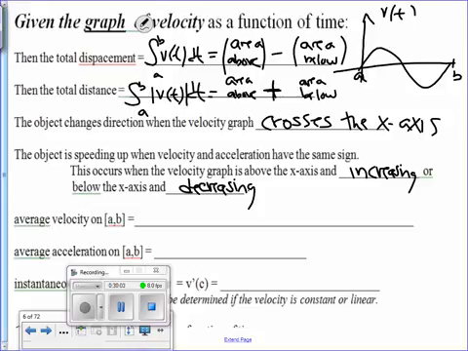Okay. Now, if you're given the graph of the velocity and you're asked for the average velocity, first of all, how do you get the average value of a function? Not the average rate of change.